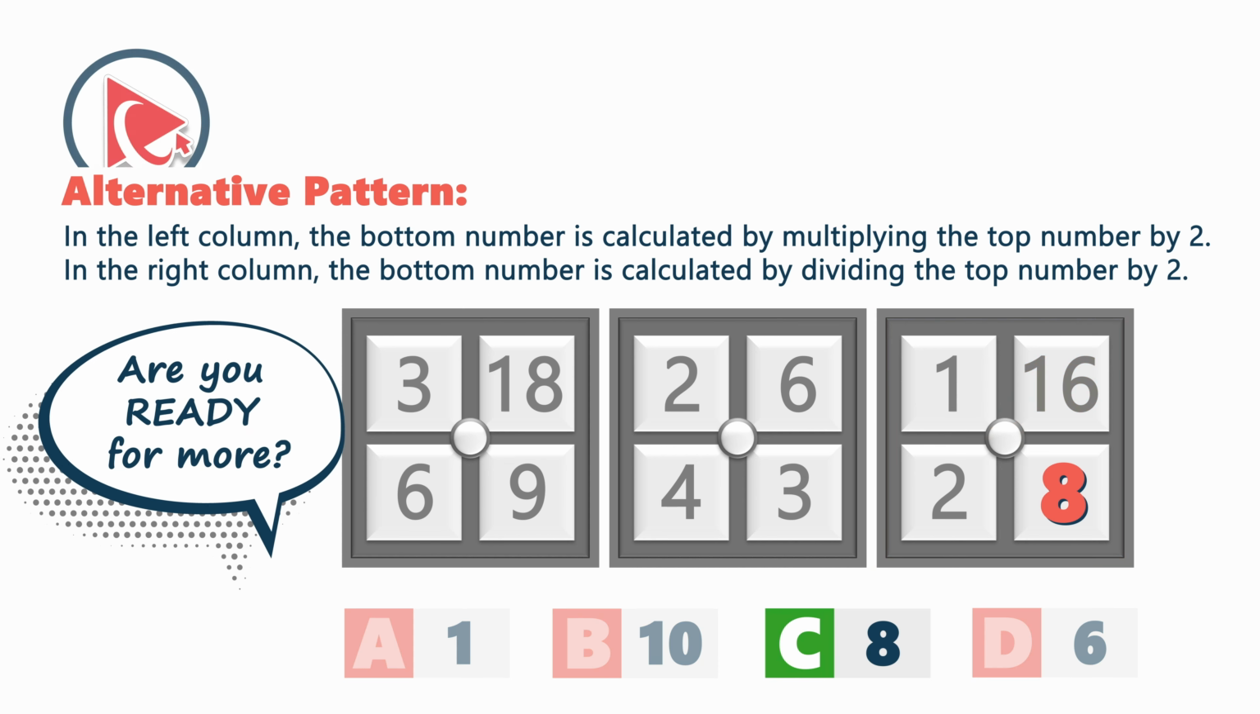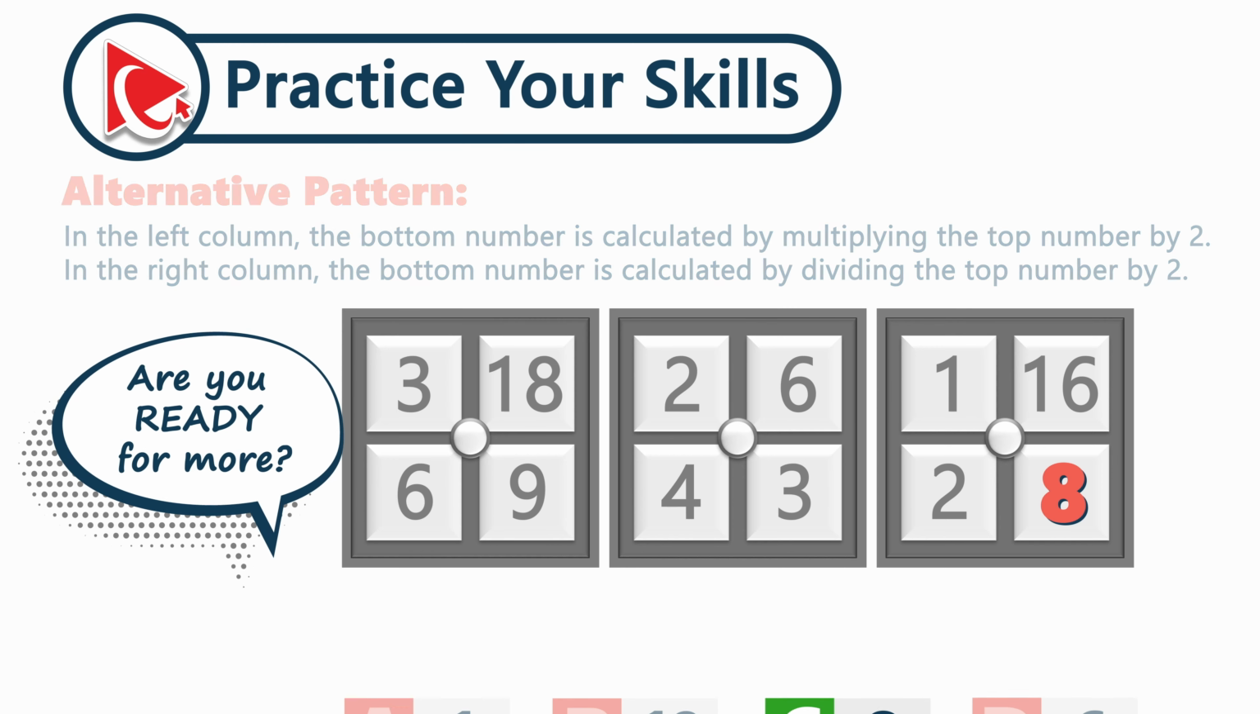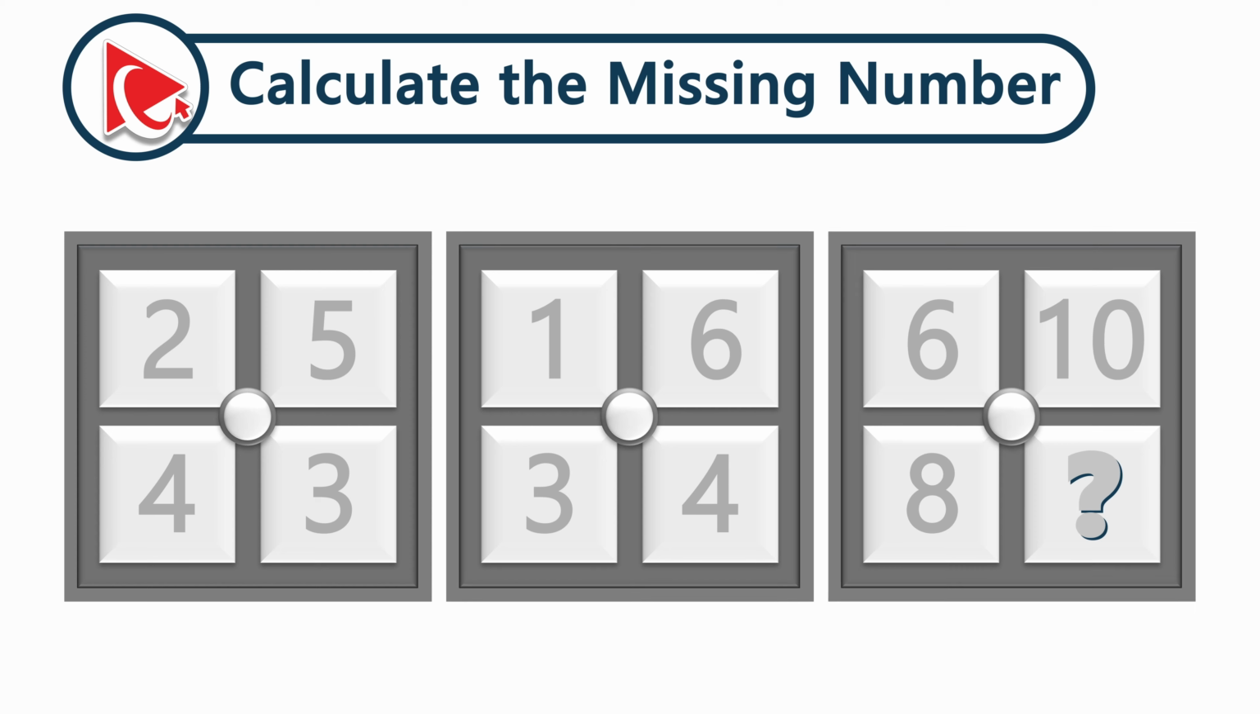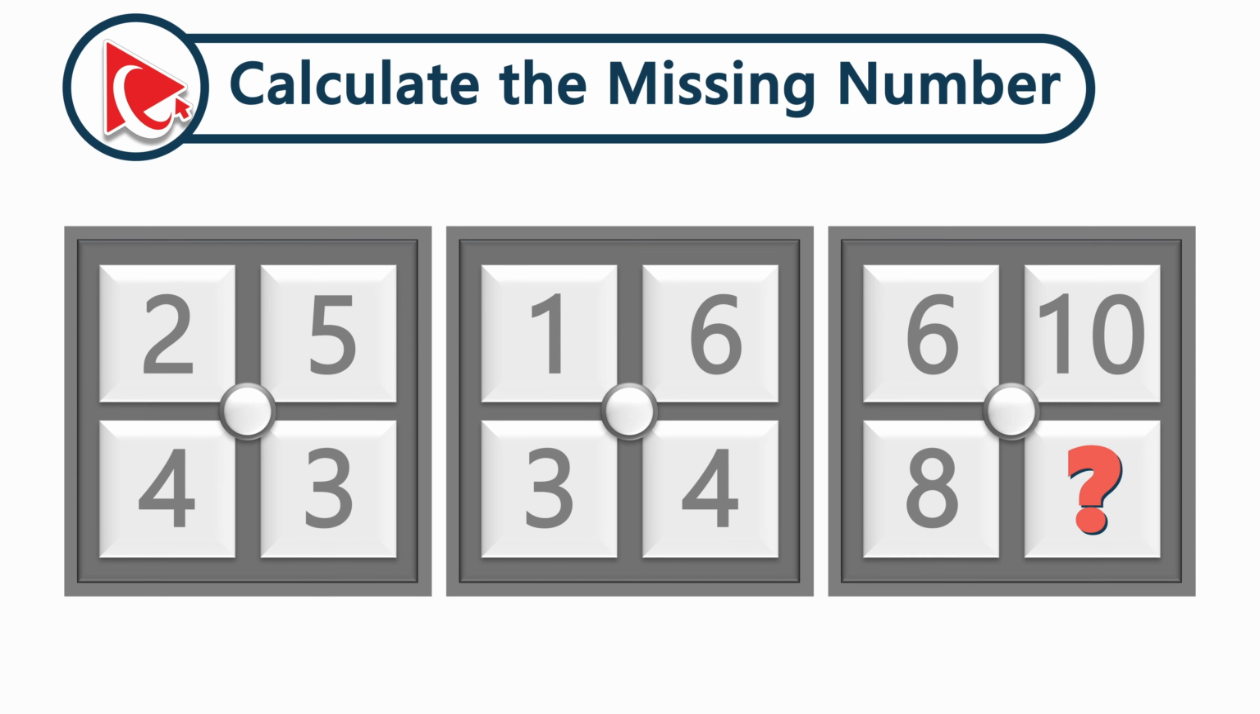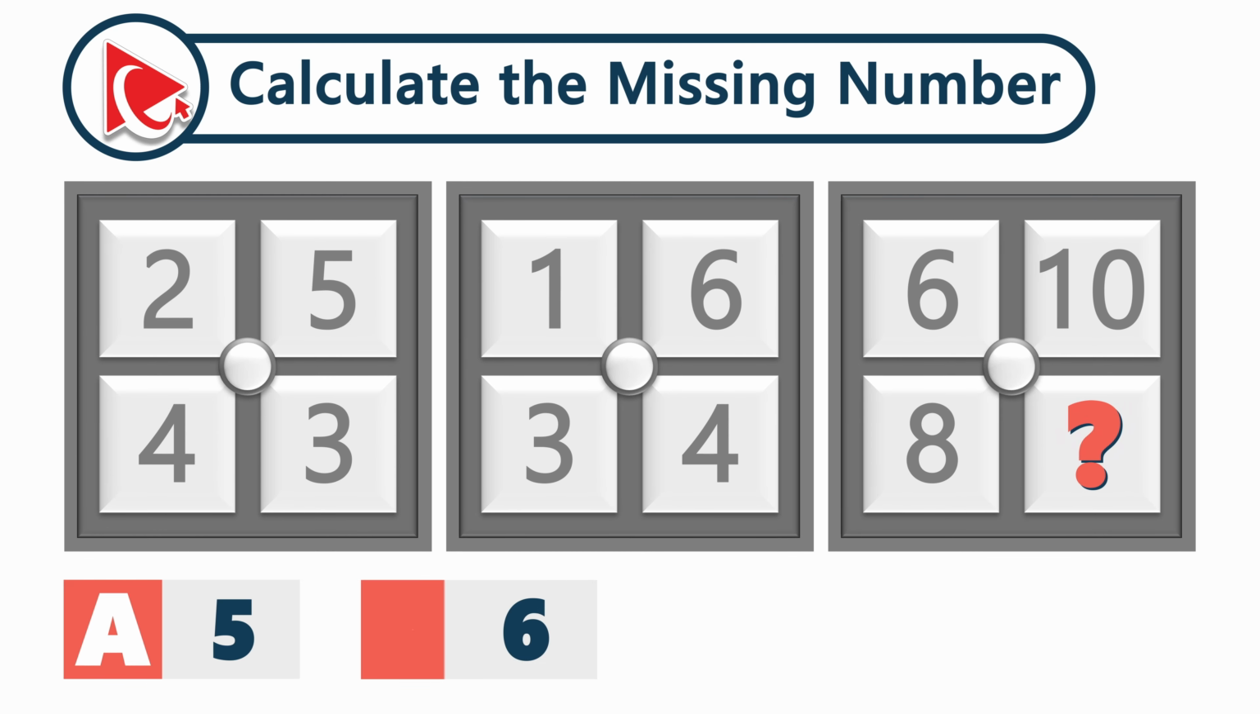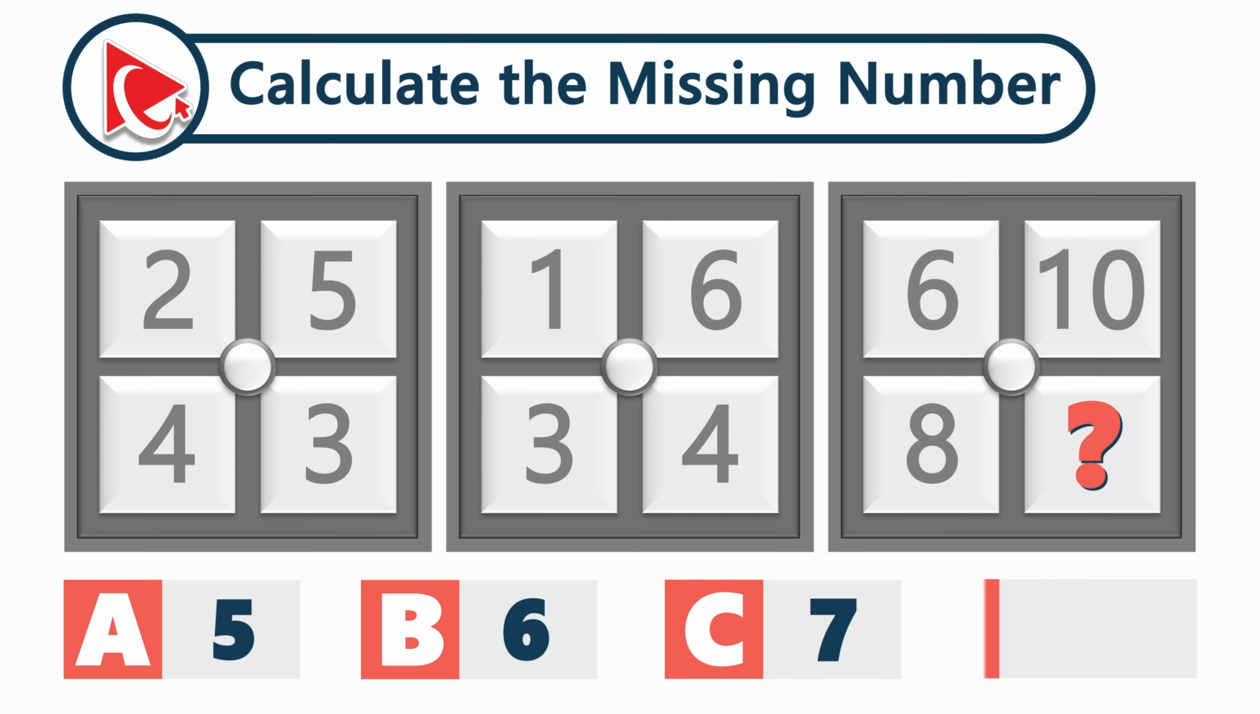But wait, are you ready to practice your skills? Try this question to see how you would do. You're presented with 3 2x2 squares. First square has numbers 4, 2, 5, and 3. Second square has numbers 3, 1, 6, and 4. And then the third square has numbers 8, 6, 10, and then comes the missing number, which you need to calculate and select your answer out of 4 possible choices. A, 5, B, 6, C, 7, or D, 8.